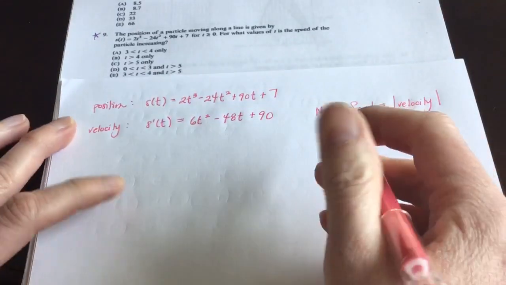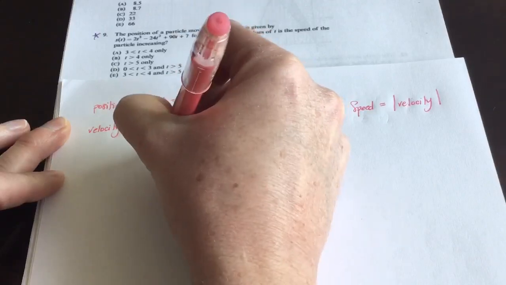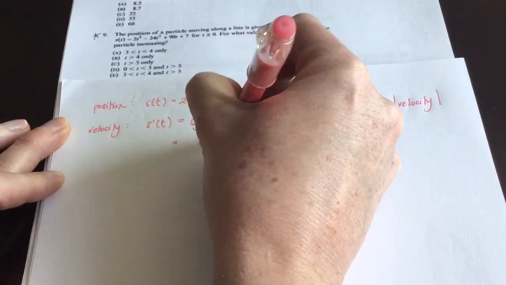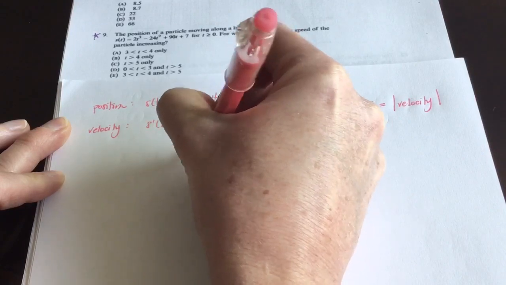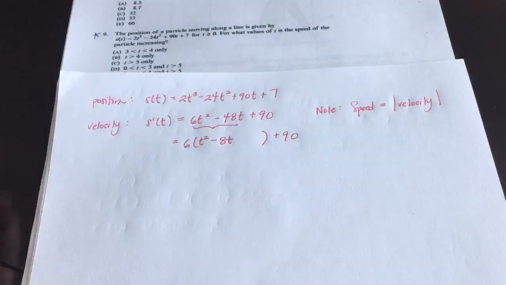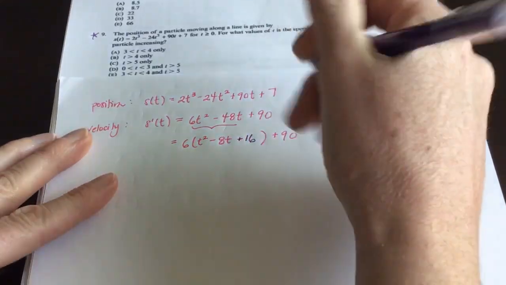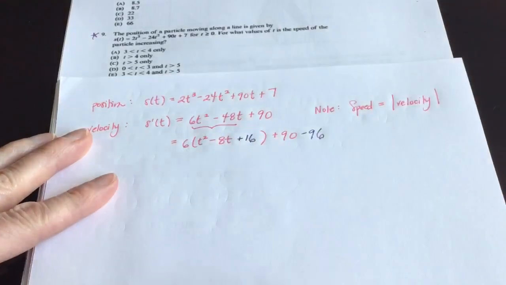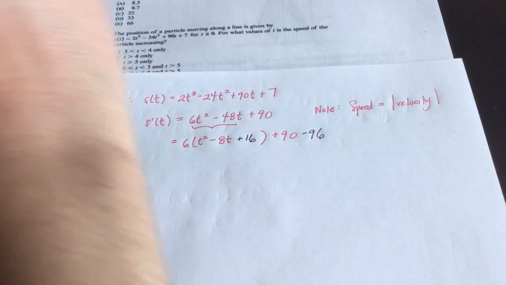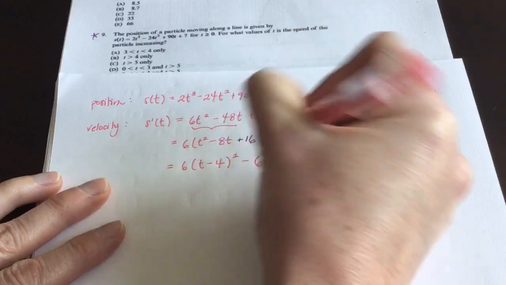So to answer this question, what I want to do is get a graph of the speed function, and I'm going to start by getting a graph of the velocity function. To graph the velocity function, I personally would complete the square by grouping the t values and factoring out the leading coefficient, dividing my linear coefficient by 2, squaring the result. And then I just added 6 times 16, which is 96, so I would need to subtract 96. Knock off. Okay, so now what do I have? I have 6 times t minus 4 squared minus 6.